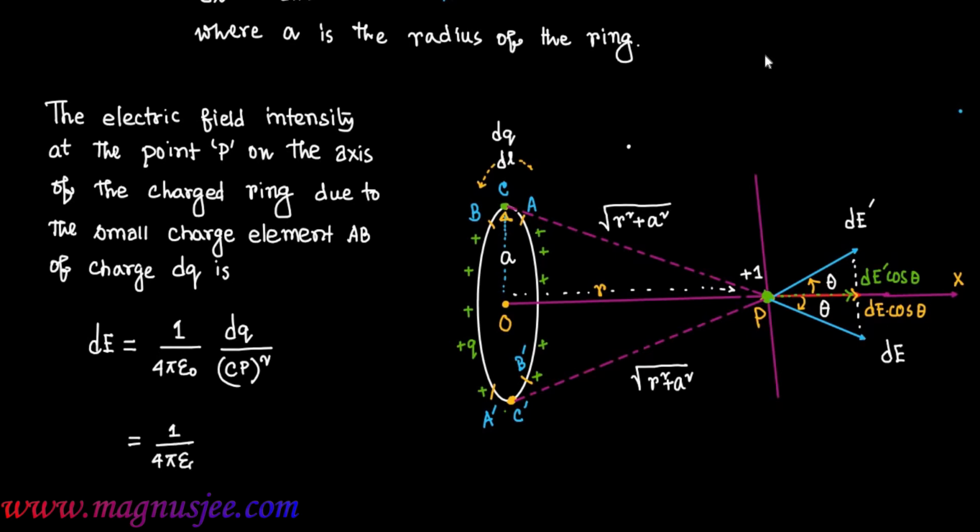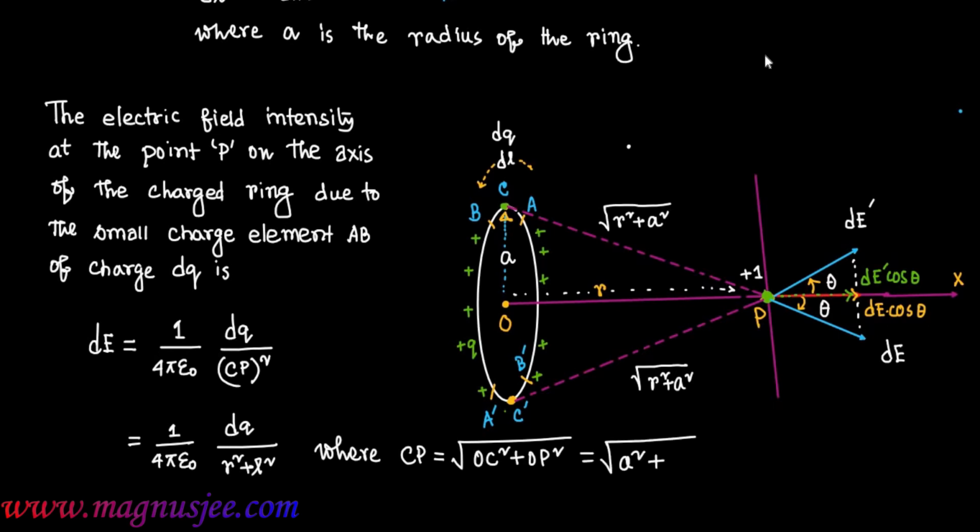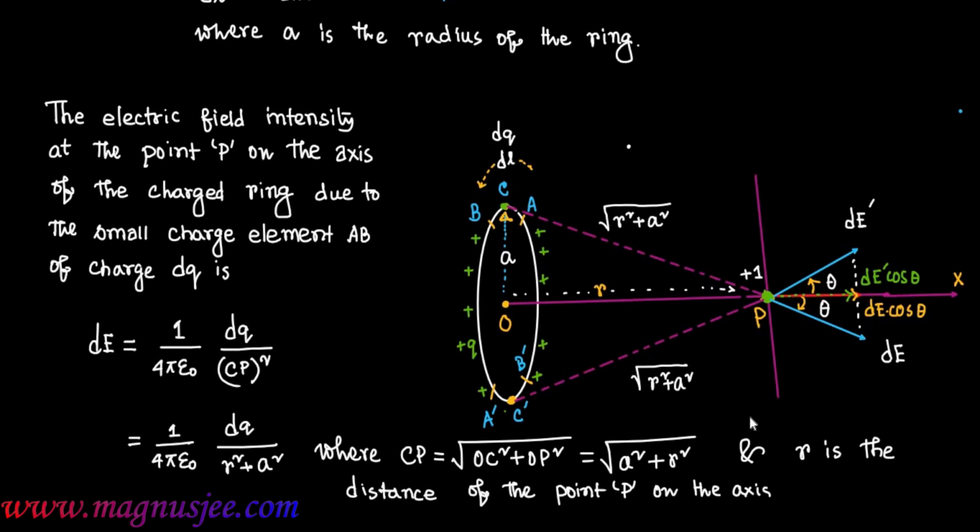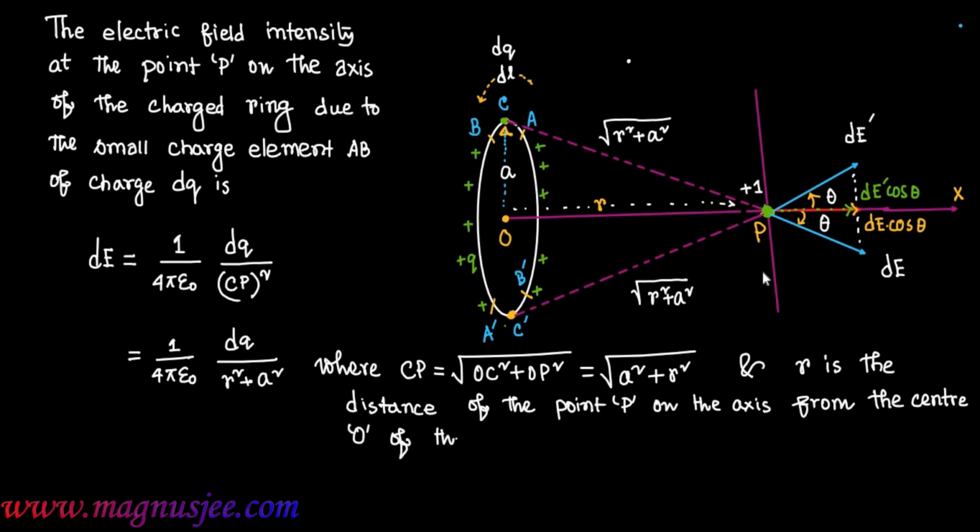Charge divided by square of distance: equal 1 by 4 pi epsilon 0 dq divided by r square plus a square, where CP equal root over OC square plus OP square equal root over a square plus r square, where r is the distance of the point P on the axis from the center O of the ring.